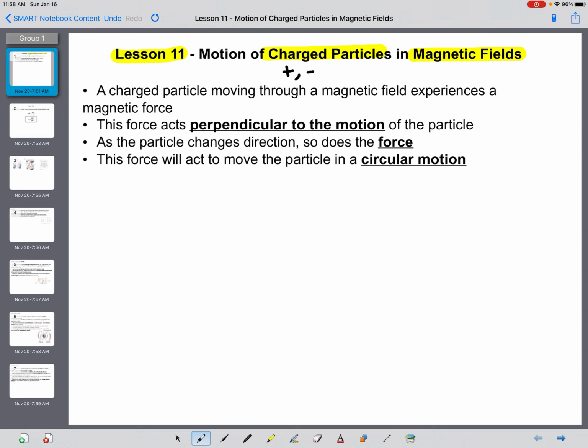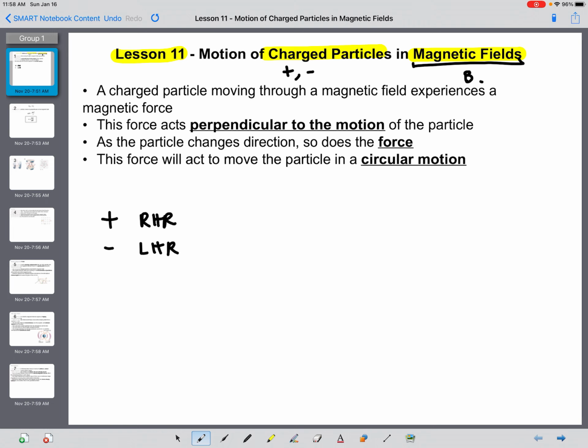And then I think we talked about what rules to use. If I have something that's positive, I would use my right hand rule to decide the directions. If I have something that's negative, I would use the left hand rule. And we are going to review that, and then it's moving through a magnetic field.